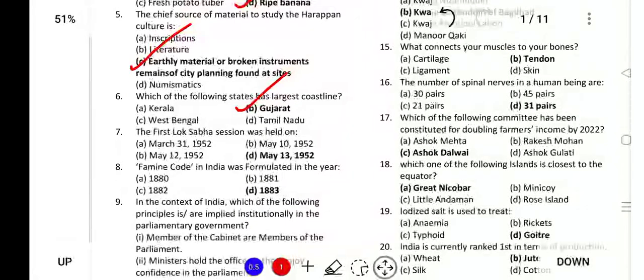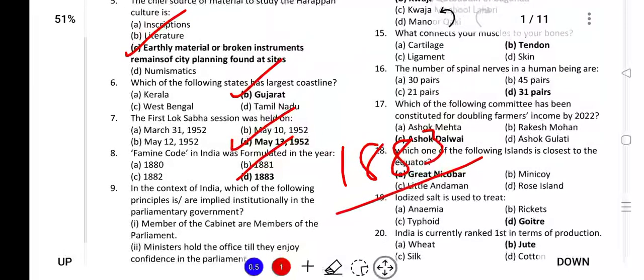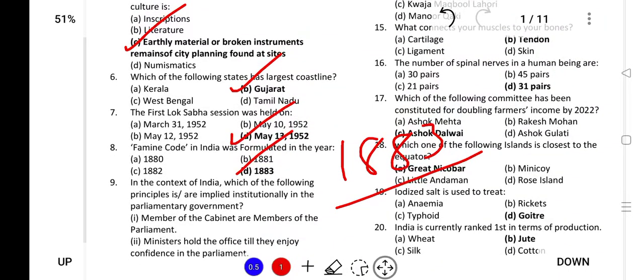The famine code was at question number 7. The first Lok Sabha session was started on May 13th, 1952. May 13th, the Lok Sabha session. The famine code was by the Strachey Commission, 1883.